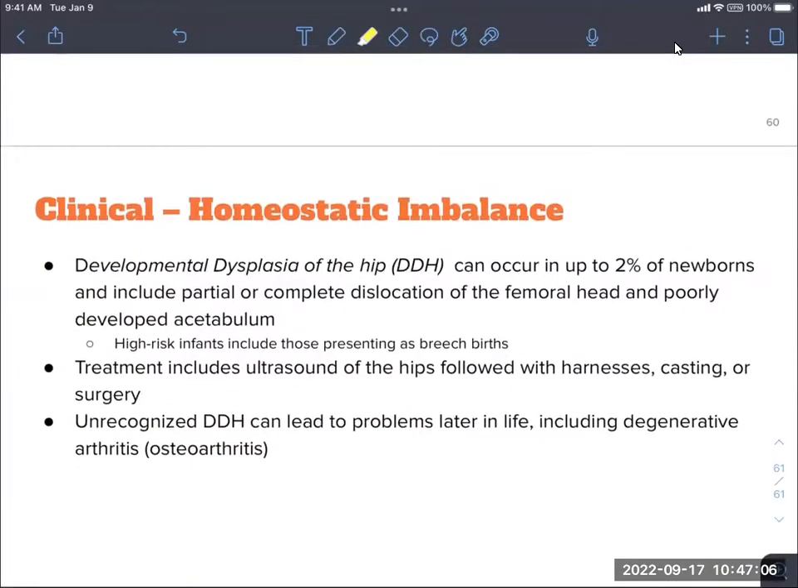So let's look at another common, well, not so common, but another kind of birth defect. It's called developmental dysplasia of the hip, or DDH. It's in about 2% of newborns. So it's not super common, but 2%, it's about 2 out of 100 or 1 out of 50.